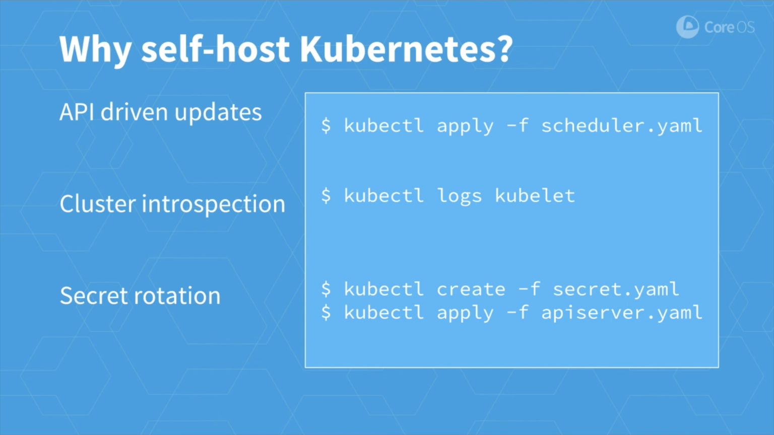Or maybe something like secret rotation. Let's say that we wanted to update some TLS assets for the API server. What we could do is put those new assets inside of a secret, and then we create those with kubectl create, and inject them into the API. And then we update our API server manifest to use those new secrets. And so now, anytime an API server pod is scheduled to a node, it's also going to retrieve those secrets, and in this case, the newer set of secrets that we wish to have.